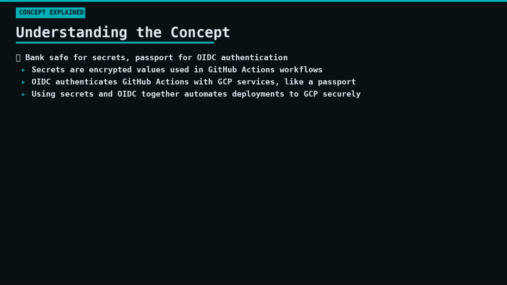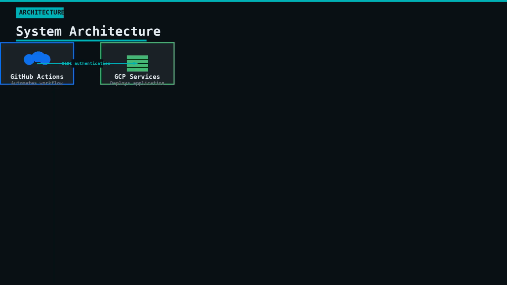We'll also explore how to use GitHub Actions secrets to store and manage our sensitive data, making it easy to rotate and update credentials. Now, let's walk through the architecture diagram. We have GitHub Actions, which is like a construction site where our workflow is built. We have GCP services, like a city where our application will be deployed. We use OIDC to authenticate our workflow with GCP, like a bridge connecting the construction site to the city.